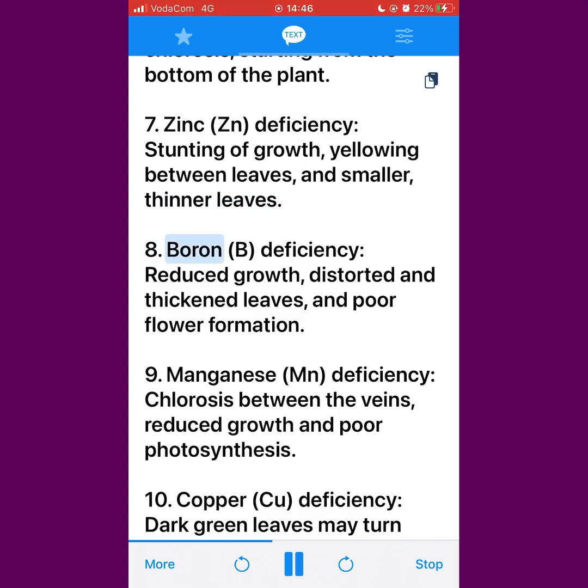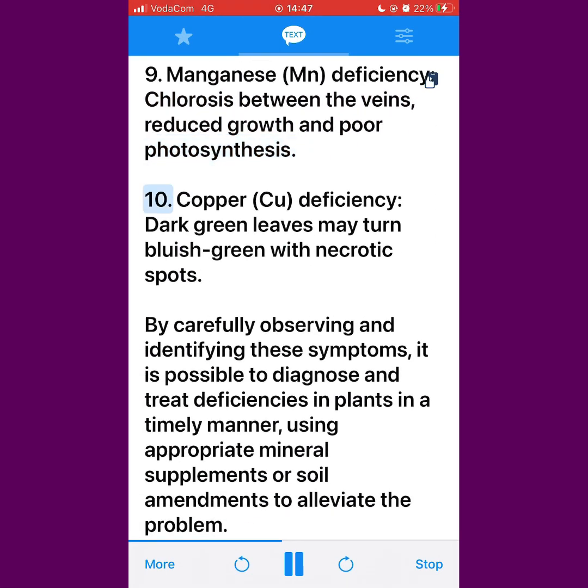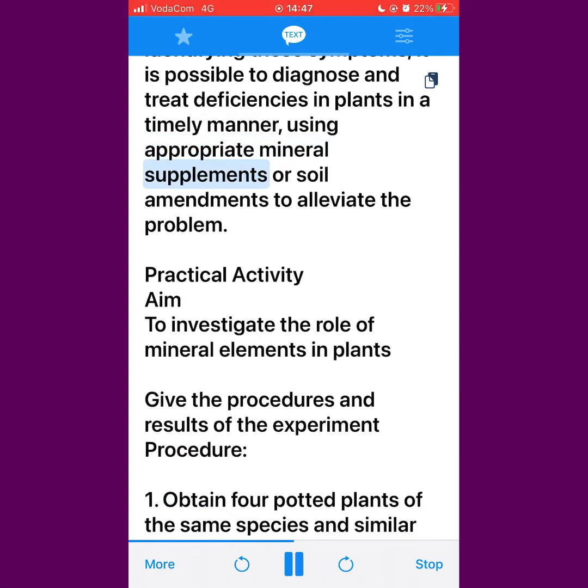8. Boron (B) deficiency: reduced growth, distorted and thickened leaves, and poor flower formation. 9. Manganese (Mn) deficiency: chlorosis between the veins, reduced growth, and poor photosynthesis. 10. Copper (Cu) deficiency: dark green leaves may turn bluish-green with necrotic spots. By carefully observing and identifying these symptoms, it is possible to diagnose and treat deficiencies in plants in a timely manner, using appropriate mineral supplements or soil amendments to alleviate the problem.